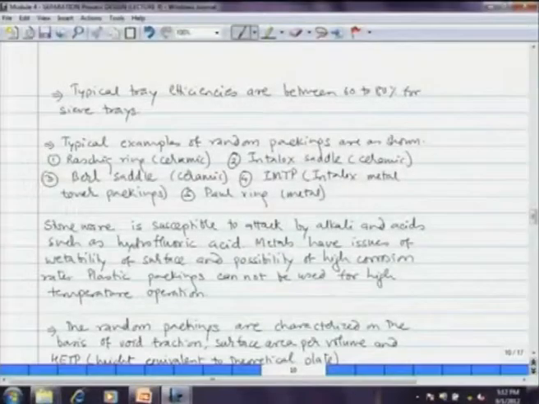If you want to find an analogy between number of trays and the packing, there is a quantity called HETP, height equivalent to theoretical plate, and that we shall see subsequently. Structured packing columns give low pressure drop across the column in addition to low liquid hold up. Typically, the tray efficiencies are between 60 to 80% for the sieve trays. Typical examples of random packings I already showed: Raschig rings, Intalox saddle, Berl saddle, IMTP.